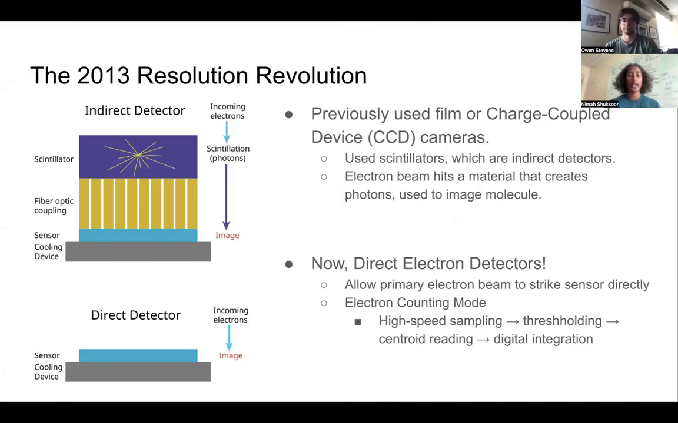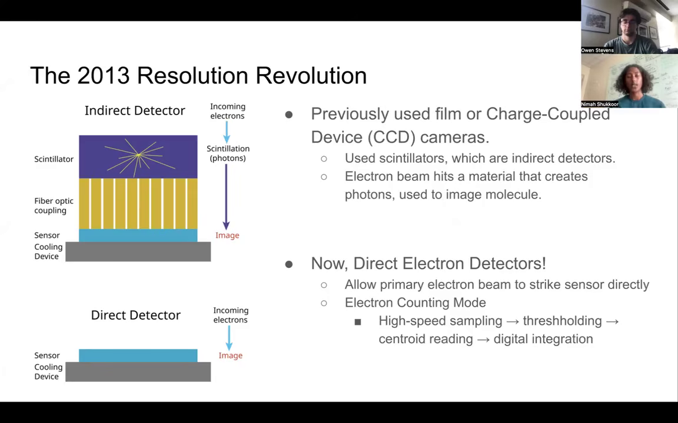So the issue here is that in this older CCD technology, you need the scintillator, and it would convert the electrons to light first in order to image. It would cause a lot of lateral light scattering, which would just mean that you would have blurred images in the end. What we do now, since the 2013 resolution revolution, is we use direct electron detectors. These use primary electron beams to strike the sensor directly. The method that it uses is the electron counting mode.